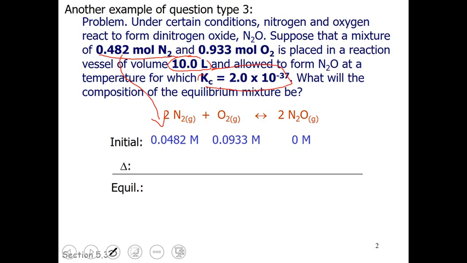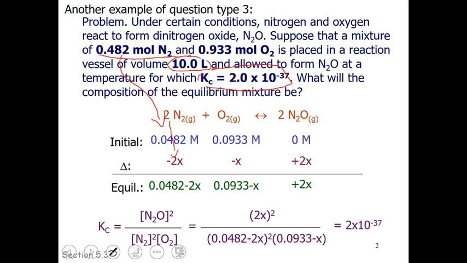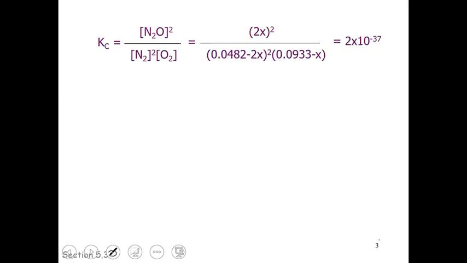The reaction is going to move forward. So you notice that I have 2 nitrogens in my balanced reaction, so I have to have minus 2x on my delta row for nitrogen, minus x for oxygen, and plus 2x for my N2O. Now I bring my values down to the equilibrium row. Of course, Kc is products divided by reactants raised to the coefficient. Everything is in gas form, so my Kc representation is right here. And now it's just a matter of substituting in my representations on my equilibrium row to equal 2 times 10 to the minus 37. So now we can continue with the math.